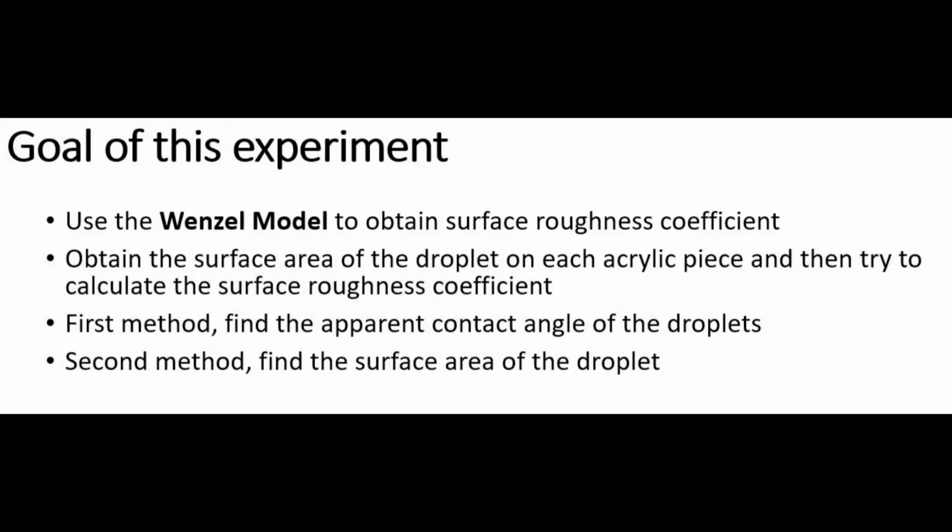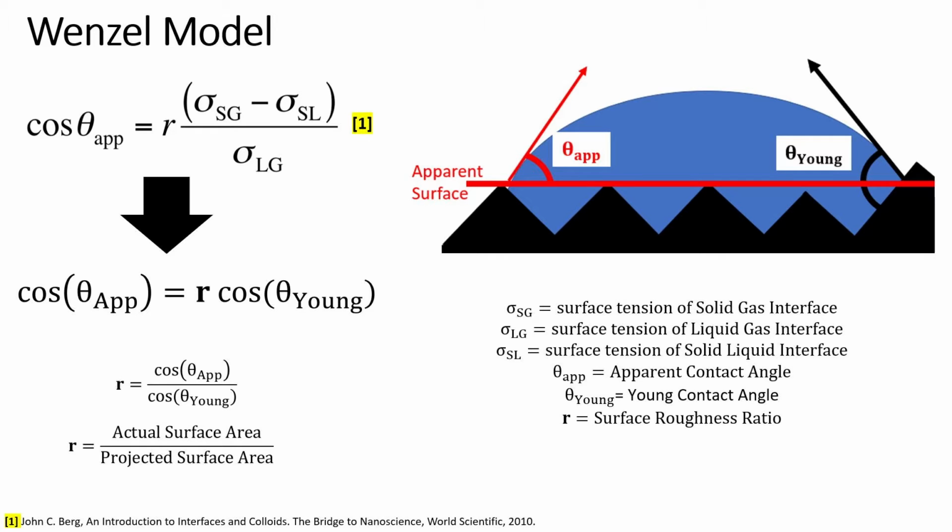So basically, I'll be doing two approaches to obtain the surface roughness coefficients and see which method is a reasonable approach. As I have mentioned, the Wenzel model will be used in this experiment. This is the governing equation that will be used to obtain the surface roughness coefficient. Theta app is the angle that will be observed throughout this experiment. This is the apparent contact angle.